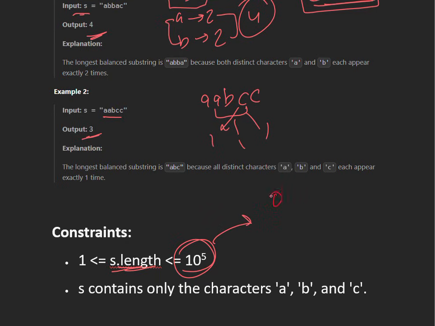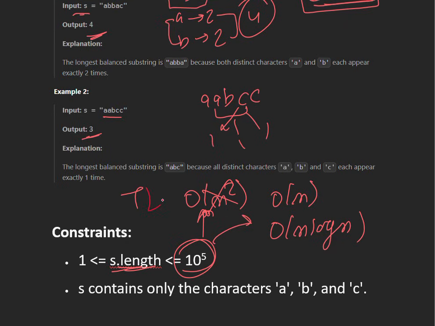If you see the constraints, string length can be up to 10 to the power 5. What does that mean? Either we have to think of some solution of big O of n or big O of n log n, right? Our big O of n square solution will not work. It will give us time limit exceeded. And as string s contains only three characters a, b, and c.